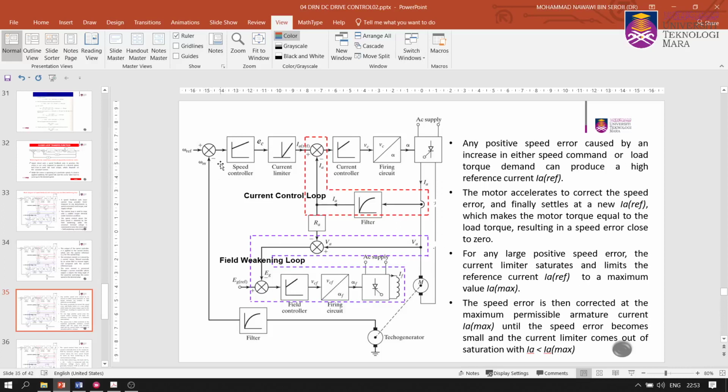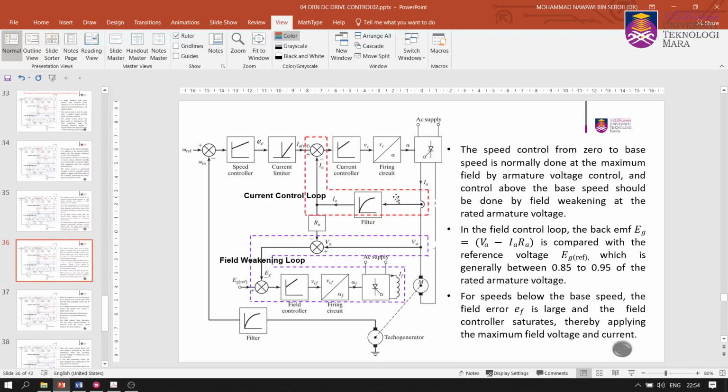For any large positive speed error, the current limiter limits the reference current to a maximum value IA max. So we actually protect the controller by having that current limiter. The speed error is then corrected at the maximum permissible armature current IA max until the speed error becomes small and the current limiter comes out of saturation, with IA less than IA max. That refers to the speed and current control loop.